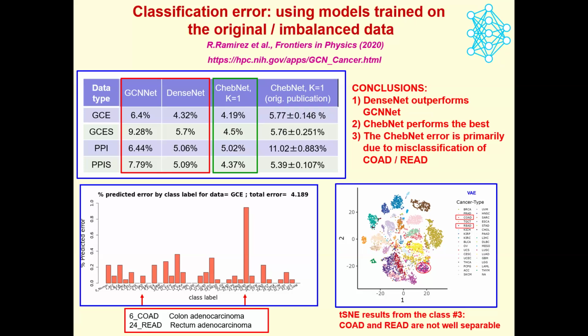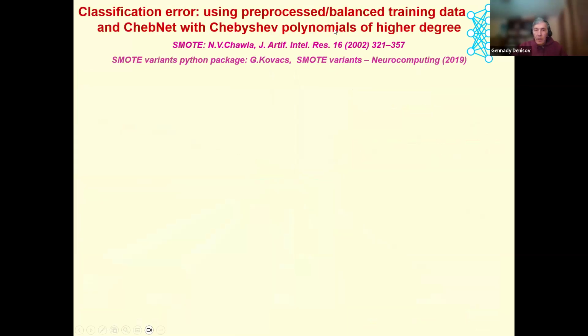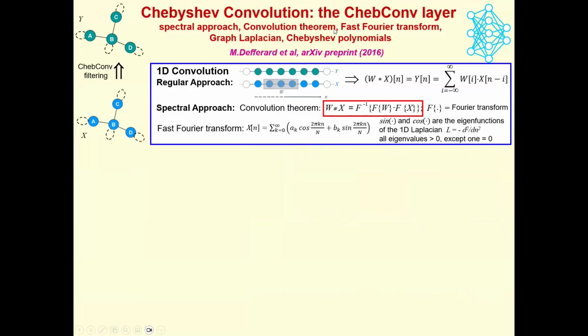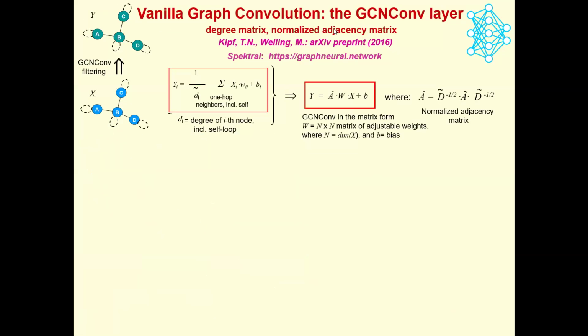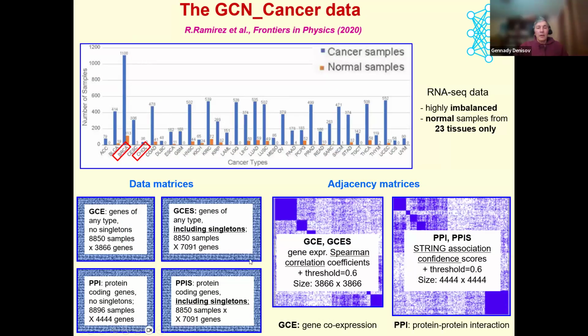Right, but I understood that the data types GCE, GCES, PPI, PPIS were different methods for us to build the adjacency matrix to feed into the model. Is that correct? No, no. Let me see it again. I'll return to the... oh, actually, it's a few slides before. Okay, I was expecting the DenseNet to be the same regardless of what data type you were using, because I thought the data type determined the adjacency matrix.